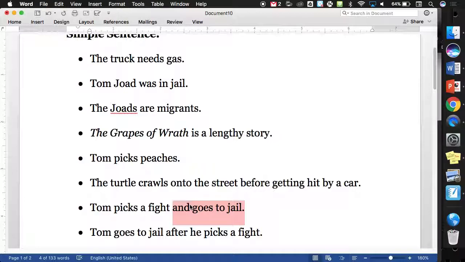So you can have a simple sentence that has the word because. You can have a simple sentence that uses the word once and all of that kind of stuff, so long as you have one subject, one predicate. When we say simple sentence, it doesn't mean you have to go with the 3-word sentence. The truck needs gas is 4 words, the Jodes are migrants, 4 words. You can still have lengthier sentences and it can still be considered simple.